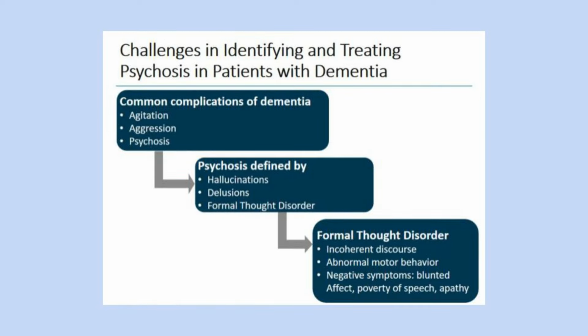So when I talk about psychoses or psychosis, we're talking about agitation, aggression, hallucinations and delusions, formal thought disorder. So formal thought disorder can include incoherent discourse, abnormal motor behavior, so abnormal movements. People can also have blunted affect, so staring off into space, not speaking, so poverty of speech, and even apathy. It's like they don't have any emotion.